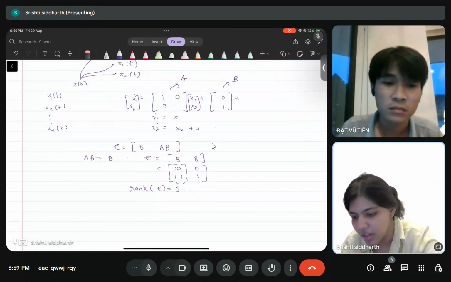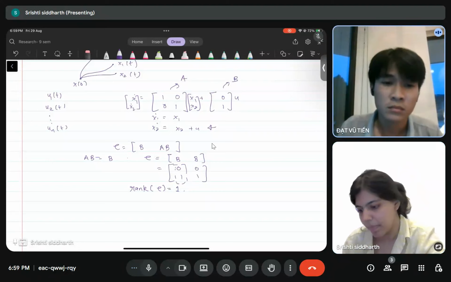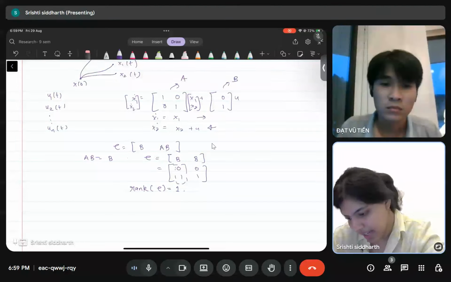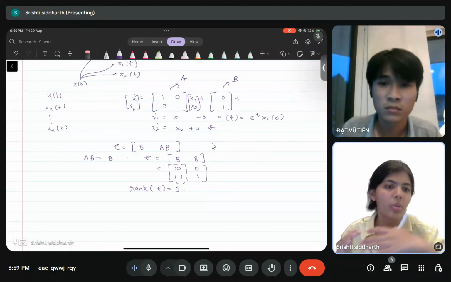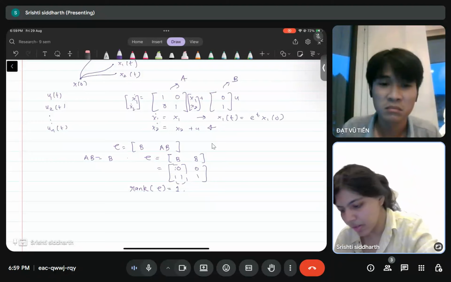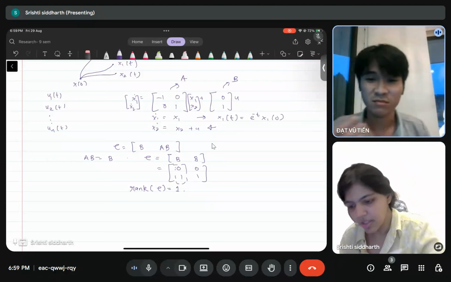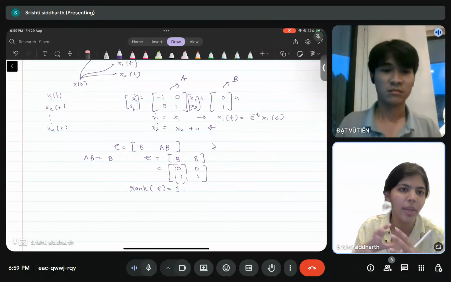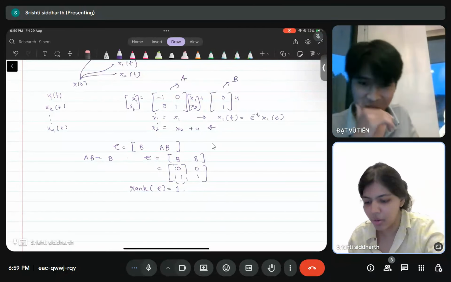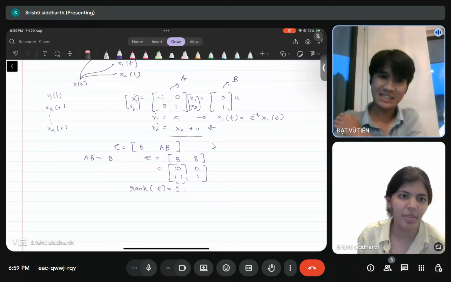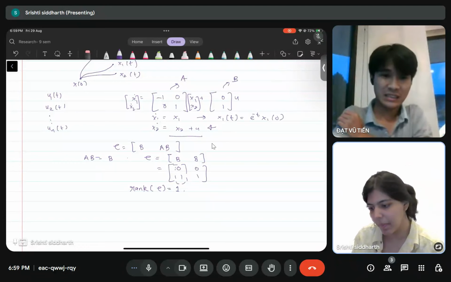And you can actually see this. Only x2 is controllable, x1 is not controllable. And also in this case, x1 of t is e to the power t, x1 is 0. So it is also growing in time. If it was -1, then it would not be an unbounded system. It would still decay to 0 and you can control this too. So you get partial control.